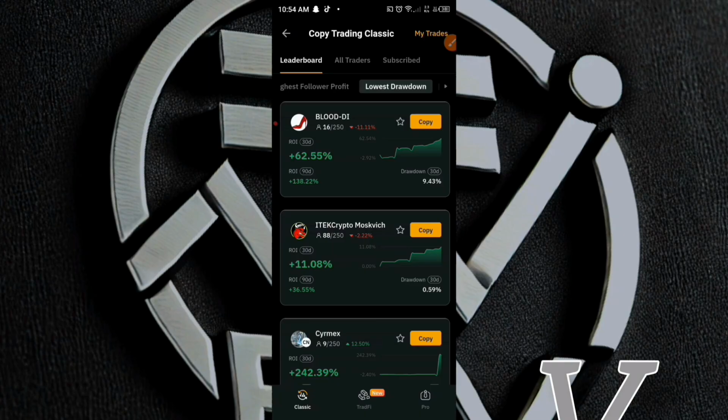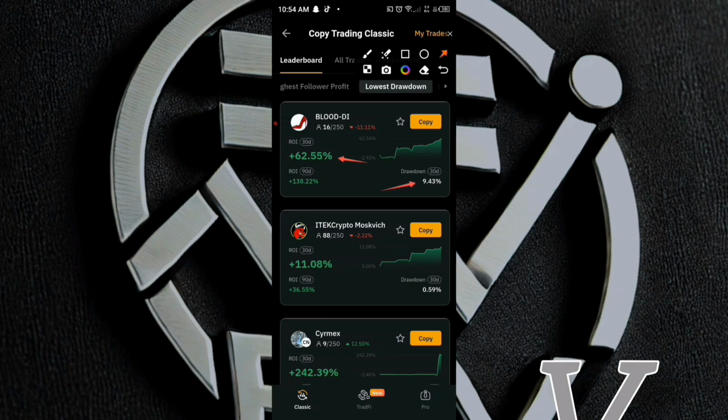So guys, the next category is where you have the lowest drawdown. Here are traders that have made over 10% ROI and a maximum drawdown of less than 20%. So what this means is that these traders have a maximum loss of 20%. That means they've not had any loss that is more than 20%. The first person on this list has done 62.55% in the last 30 days, and he has a drawdown of 9.43%, which is actually okay, but his drawdown is a bit high.